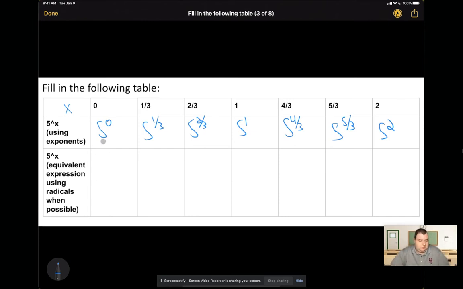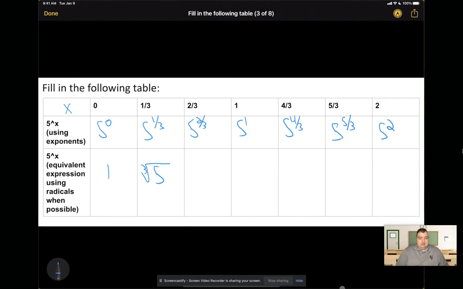For this one, 5 to the power of 0, I talked about this in the last video. Anything to the power of 0 is 1. Okay? 5 to the power of 1/3. We talked about this also in yesterday's video. Anything to the power of 1/3 is the same as cube rooting that thing. So this is going to be the cube root of 5. And the cube root of 5 is not a perfect cube, so we'll leave it like this.